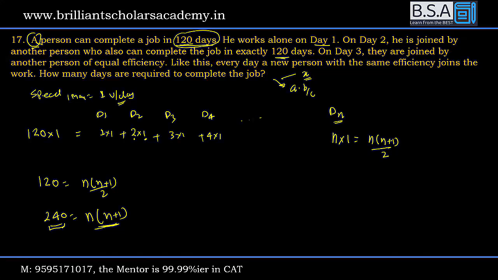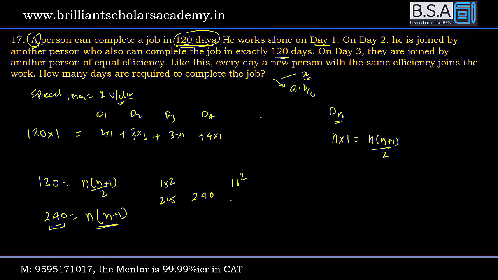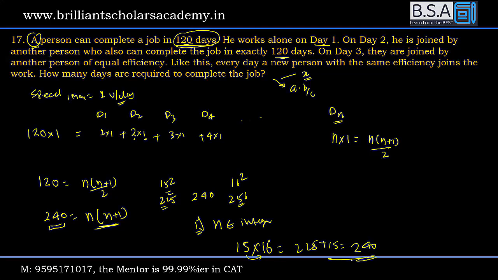Now this number is close to what square? This number 240 is more than 15 square and less than 16 square. 16 square is 256. I'm saying if n is an integer, it will be 15. Just check. If I put 15 here, it becomes 16. 15 into 16, please observe. 15 into 15, 225 plus 15, that is 240. It matches beautifully.